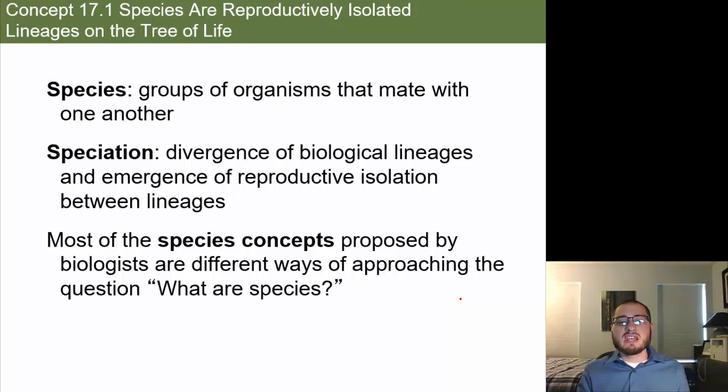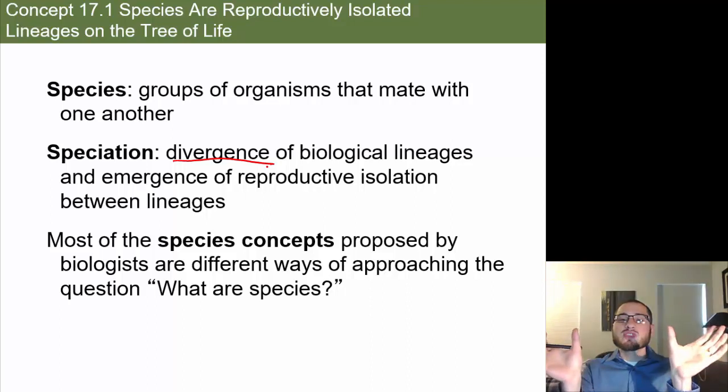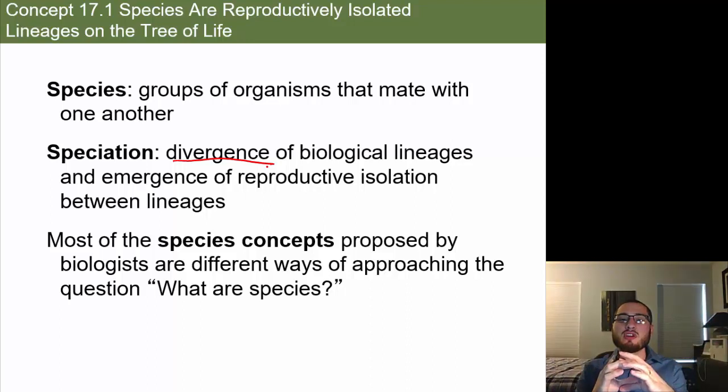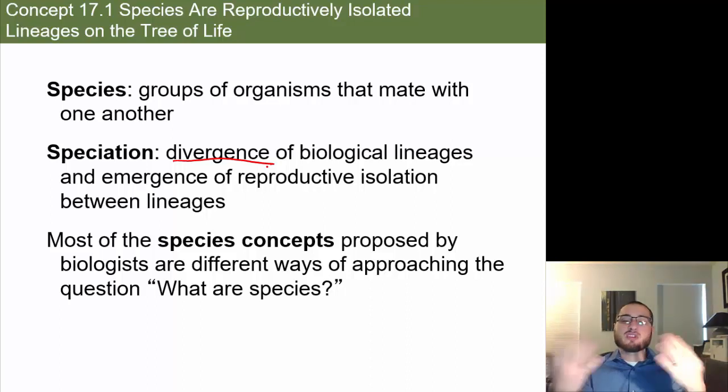That is one species. And speciation is the divergence of the lineages and emergence of reproductive isolation between the lineages. So where we start to see that a species branches out into two different species, and the two species that it creates will no longer mate with its sister species. So we've talked about species, we've talked about sister species. Now we talk about speciation, the divergence of these species.